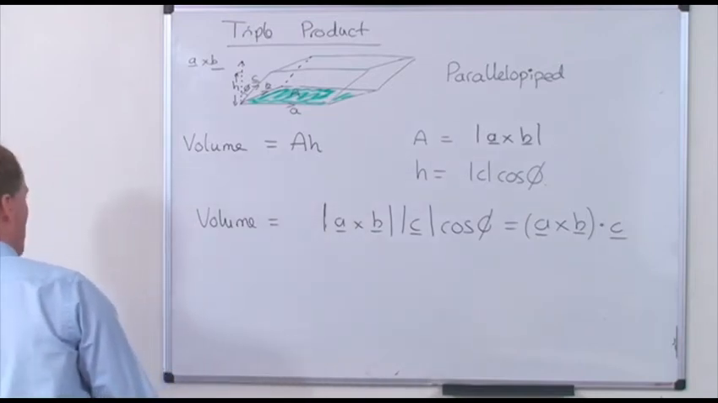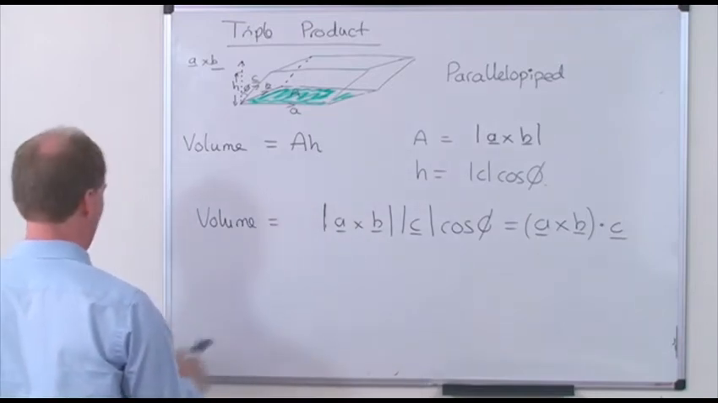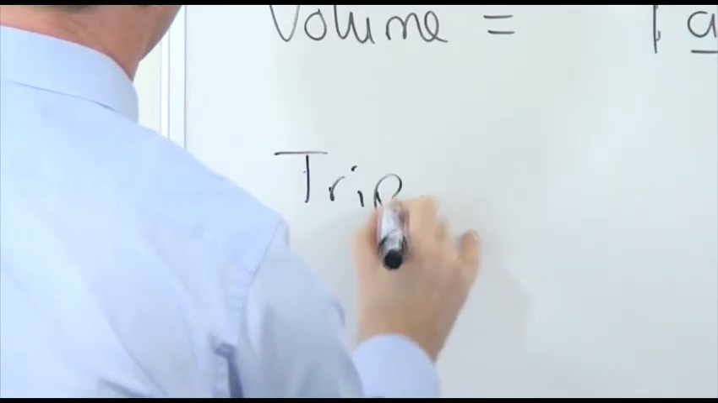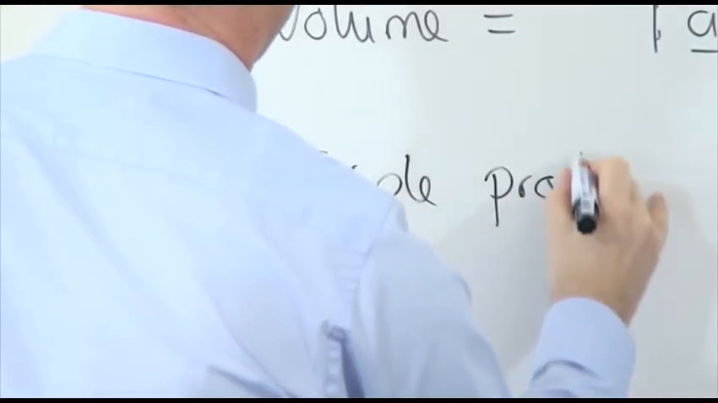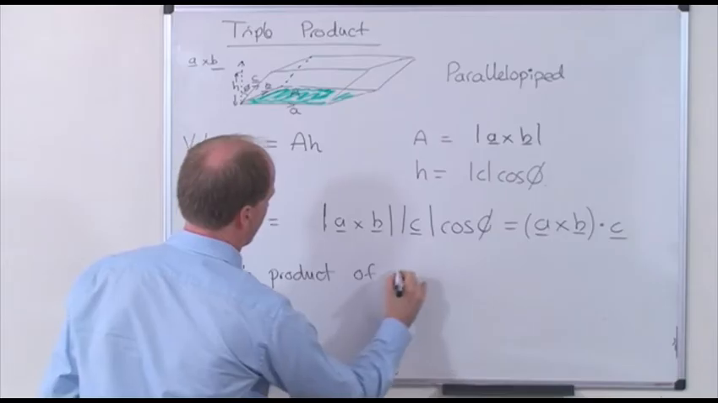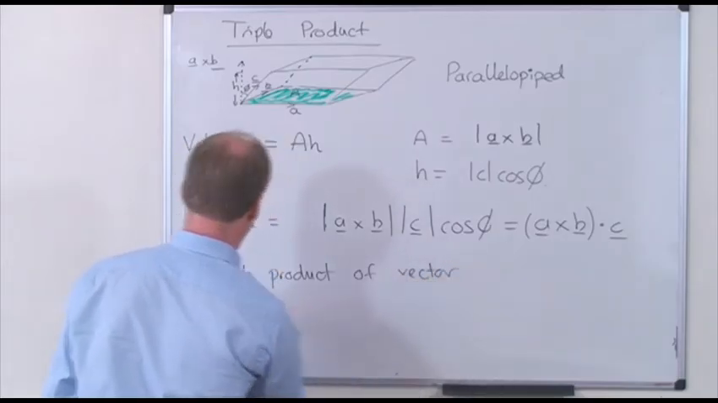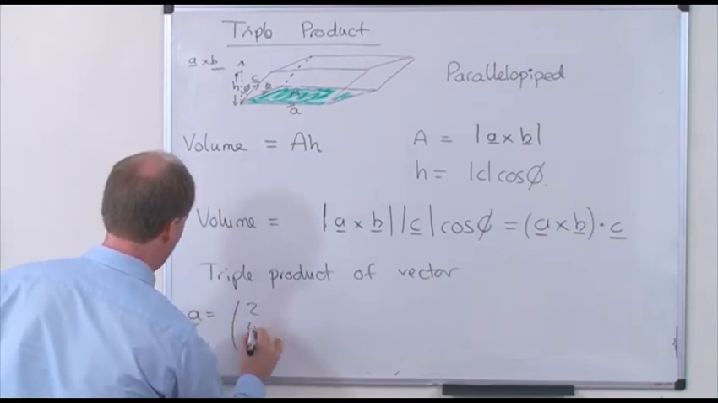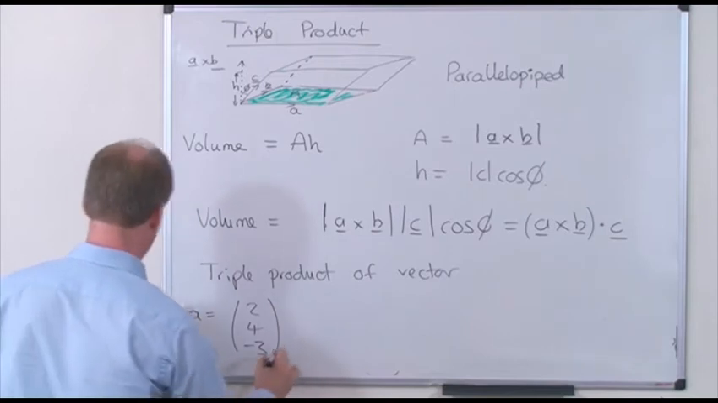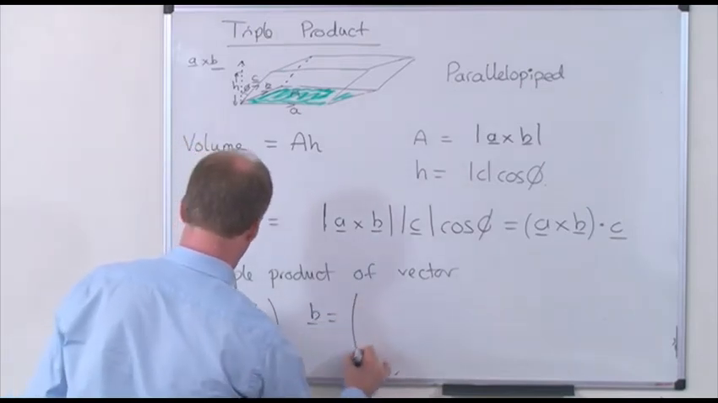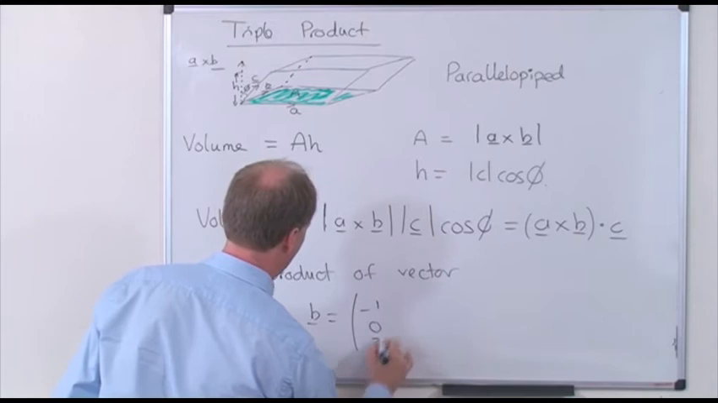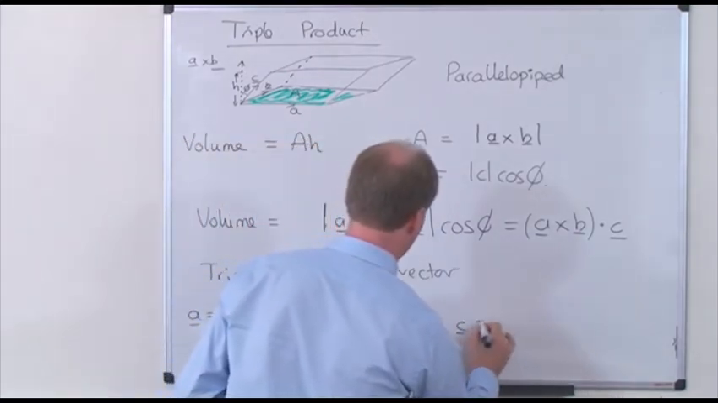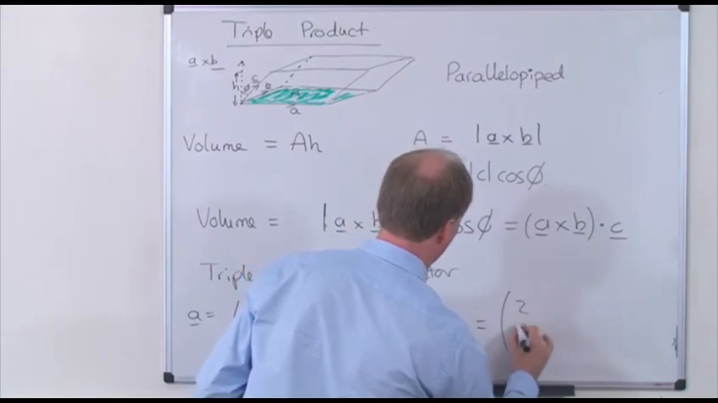Now let's do an example and find the triple product of the vectors A, 2, 4, minus 3, B, minus 1, 0, 3, and C equal to 2, 5, 4.